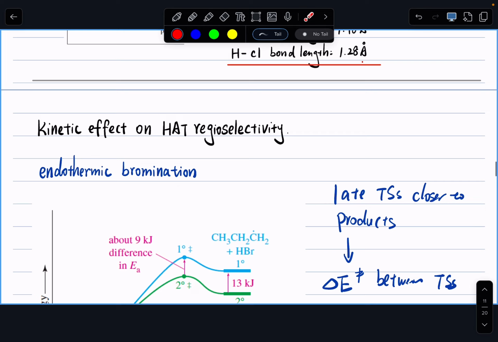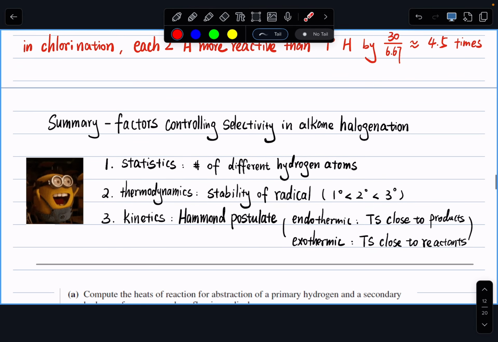And what do we know so far? As a quick summary, we went over 3 different factors that control selectivity in alkane halogenation reactions. We have statistics, which just counts the number of hydrogen atoms. We have thermodynamics, which tells us the relative stability of the carbon-centered radical, tertiary being more stable than secondary, than primary. Then we have kinetics, the Hammond postulate: for an endothermic reaction, the transition state is closer to product; for an exothermic reaction, the transition state is closer to reactant.